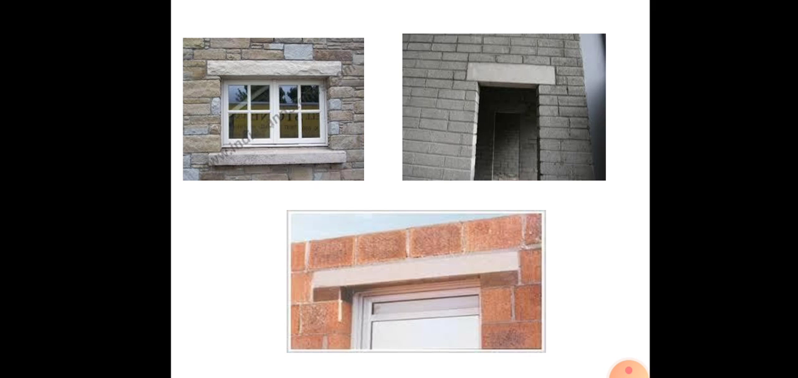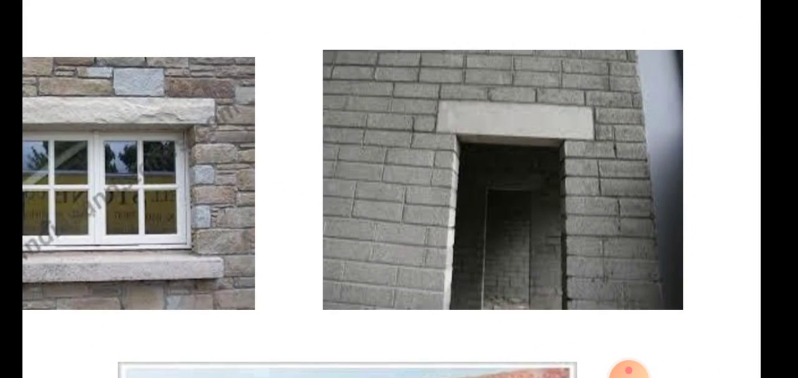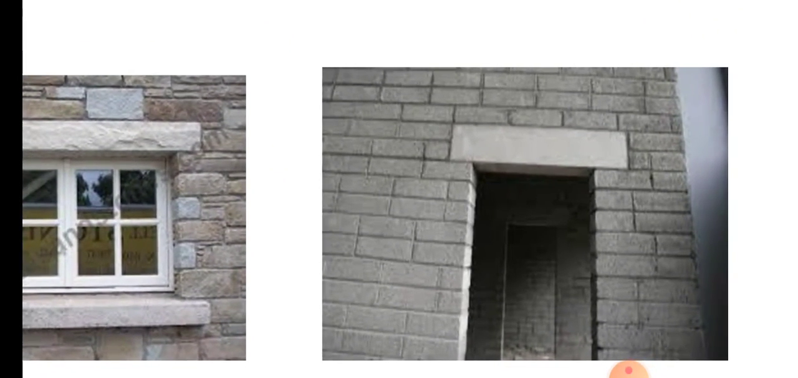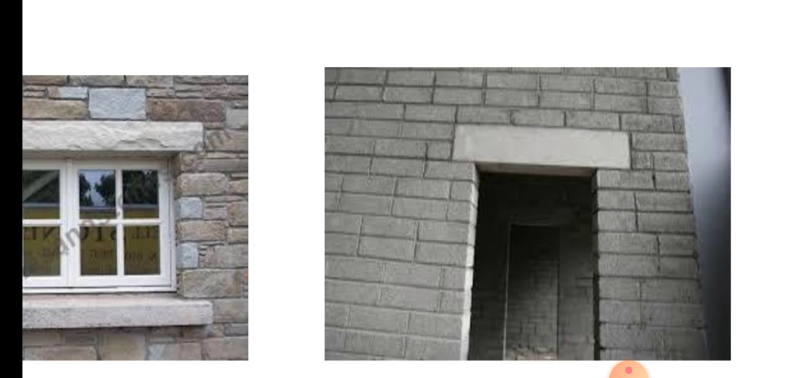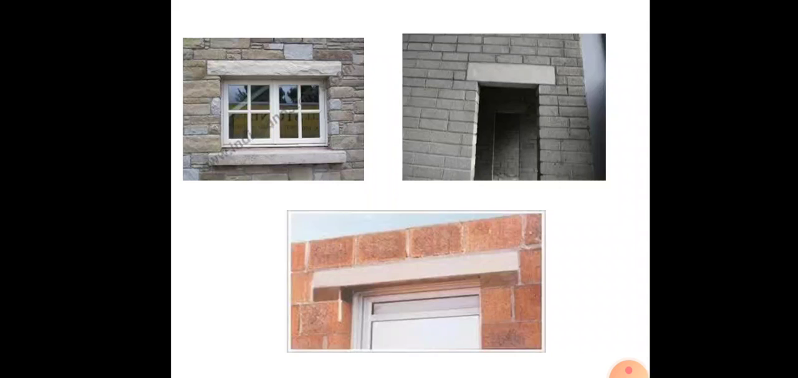Here you can see clearly above the door and above the window, a horizontal beam is given. The main purpose is to support the load of the masonry part or the wall above this, isn't it? So this horizontal member we call a lintel. And here the external projection from the window, we call it the sunshade.